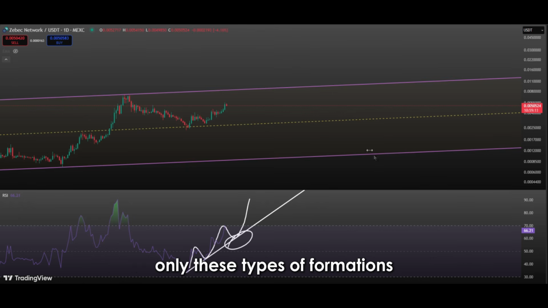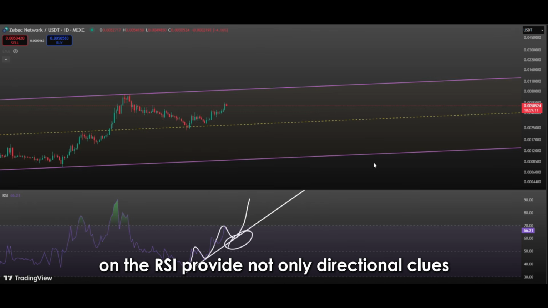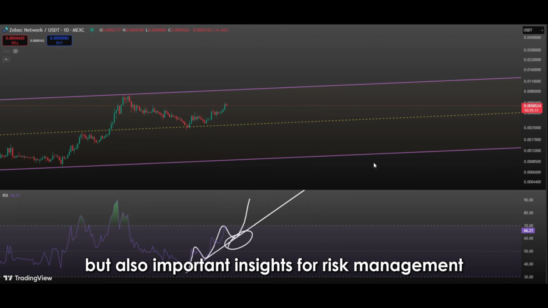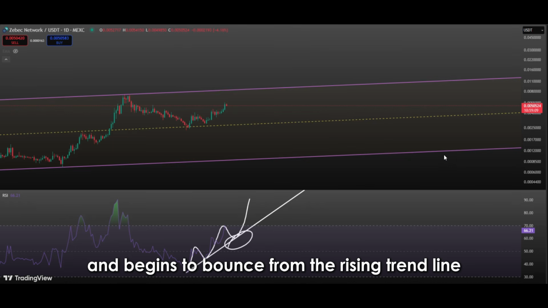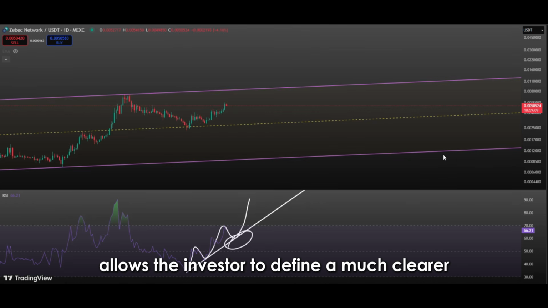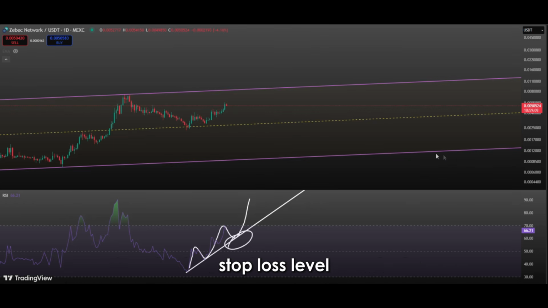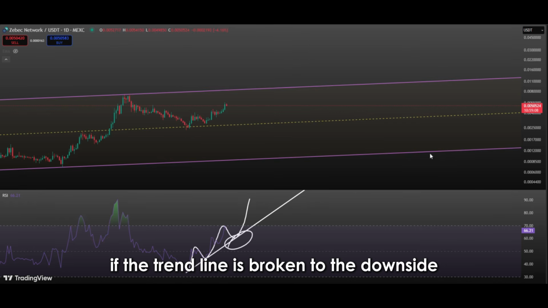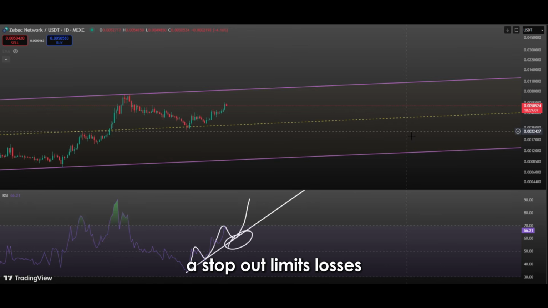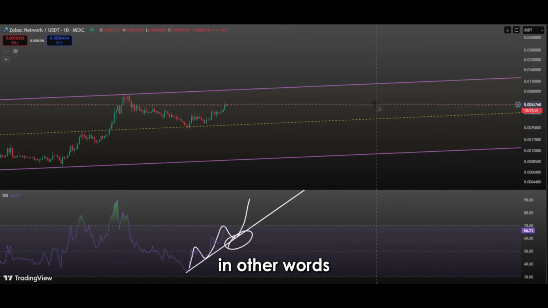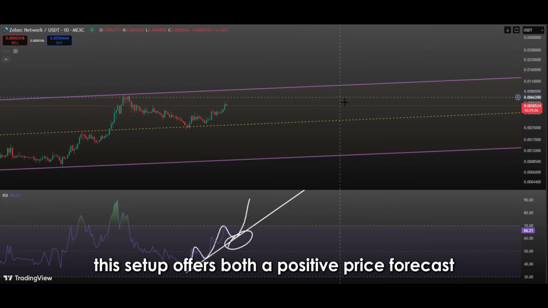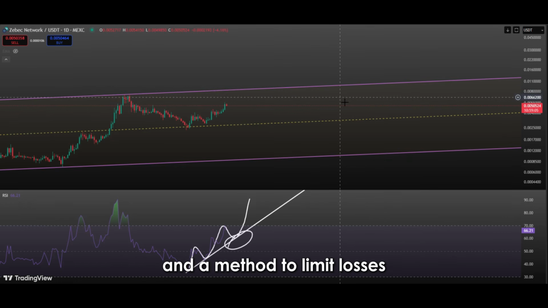Additionally, these types of formations on the RSI provide not only directional clues, but also important insights for risk management. For instance, entering a buy position as the RSI approaches and begins to bounce from the rising trend line allows the investor to define a much clearer stop-loss level. If the trend line is broken to the downside, a stop-out limits losses, while a rebound in RSI to the upside can present strong profit potential. In other words, this setup offers both a positive price forecast and a method to limit losses.